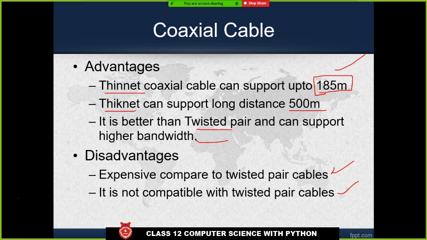Even though it says expensive, mostly in our locality we never purchase this cable. The telephone, the TV operator usually provided free of cost.